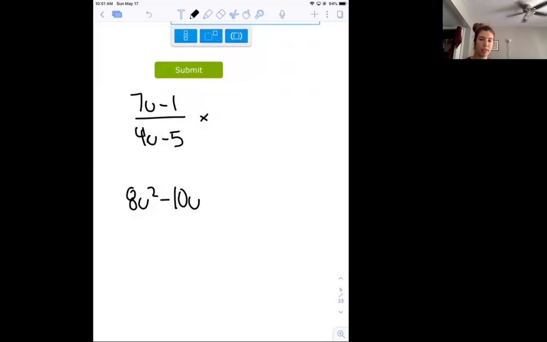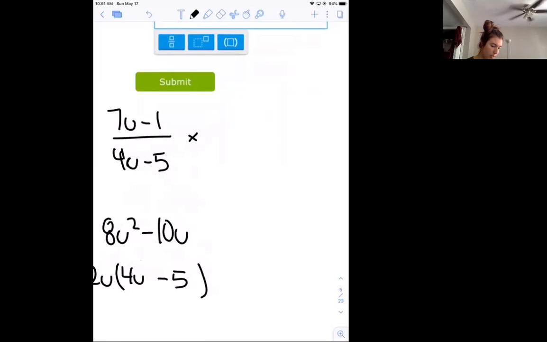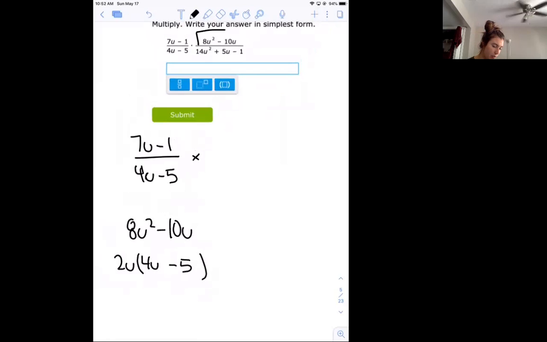8u squared minus 10u. So all I'm doing is factoring this binomial. So what do 8u squared and 10u both have in common? Well, they both have a 2u. So what I'm left with is a 4u minus 5, right? So I just put this in factored form. So instead of this whole thing, I'm just going to write my factored form, 2u times 4u minus 5. They equal the same thing. I didn't change it. I just put it in a different form.